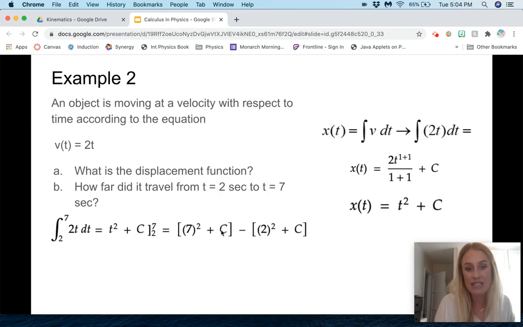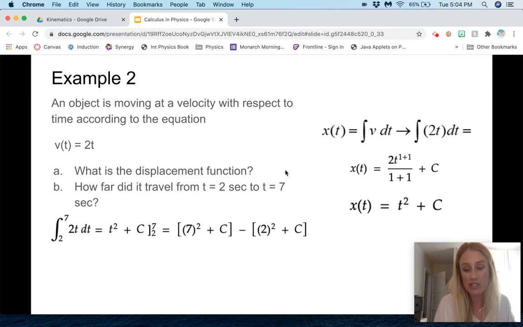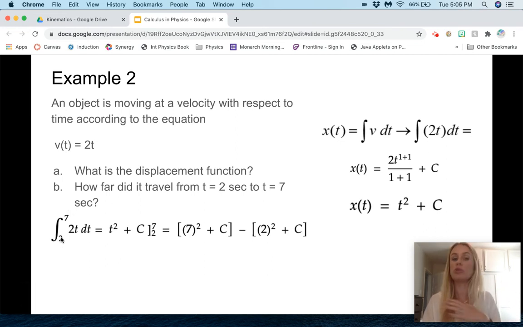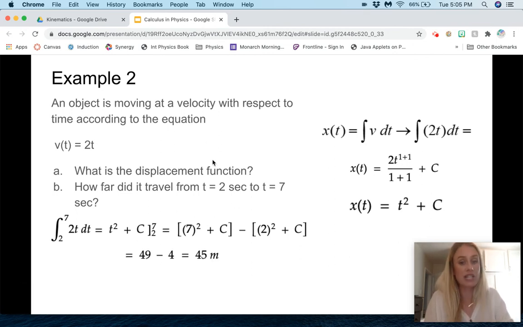Since I have c minus c here, my constant term actually cancels out. So this is why, when you have parameters, when you have boundaries, here we're going from 2 to 7, it's called a definite integral. You don't have to add c, because it just drops out from this term because of the math. So we end up getting 49 minus 4, which ends up being 45 meters.